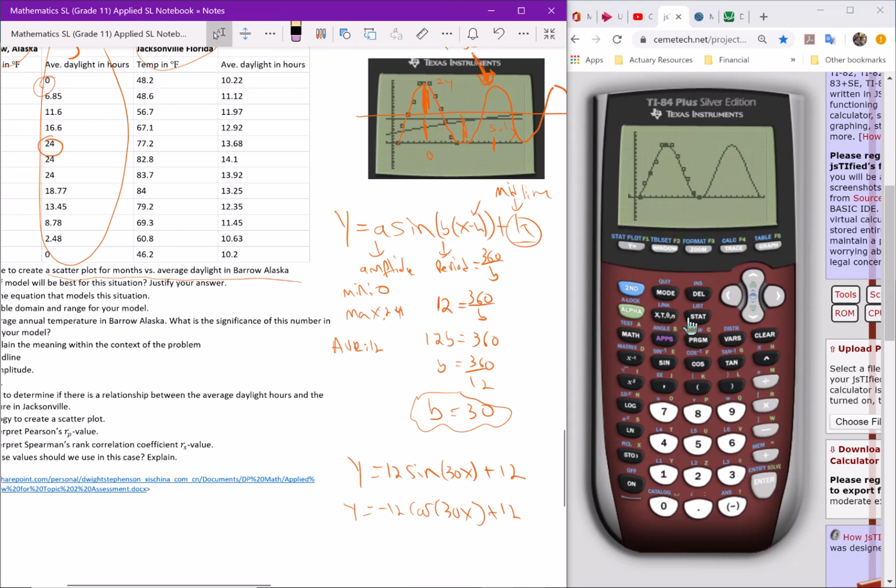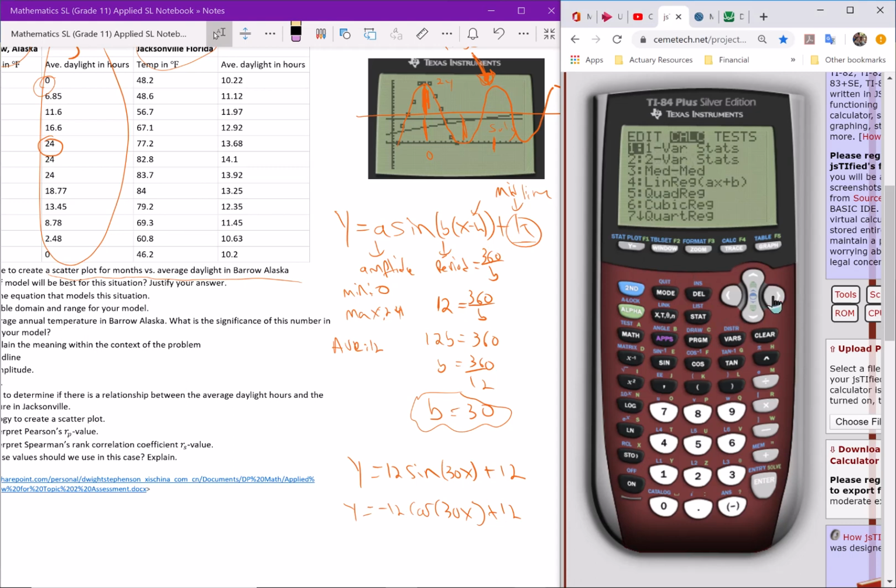Let's see what the calculator does for us, right? So let's go to stat calc, and we're going to go to here, which is sine reg. It's going to give us a fit for our calculator using sine. It calculates. Oh, come on, what are you doing?